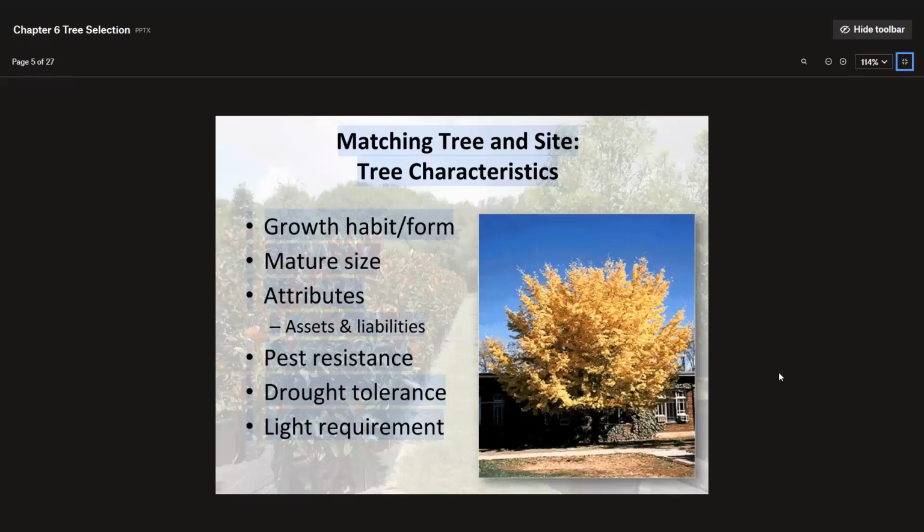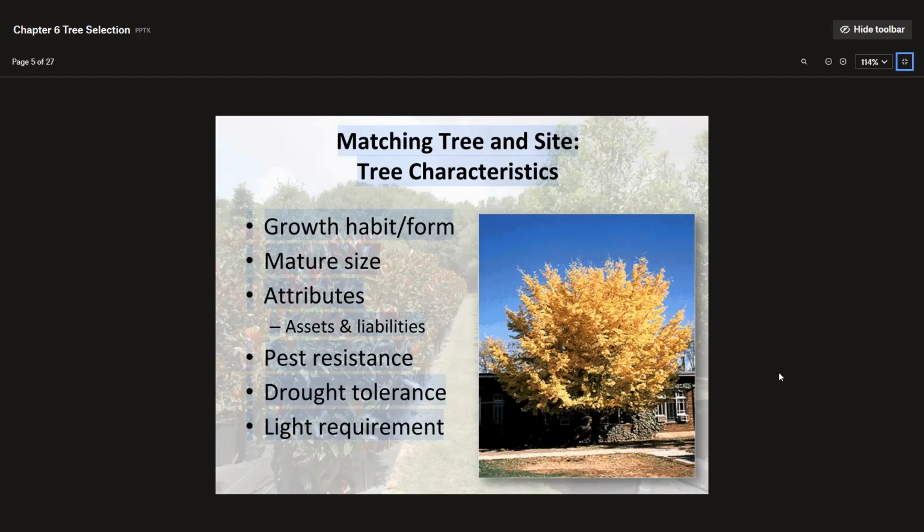Match your tree and your site with its growth habit and form, right? Its mature size. I love landscape architects. They pick some really cool stuff, but sometimes they forget what it's going to be like when it gets big, right? It's not going to stay that little triple trunk river birch in small, tiny form. It's going to get 60 to 80 feet tall. And if it's a triple trunk, nine times out of ten, one or two of those trunks is going to fail. So that's going to be something to think about for the future, right? Its mature size, its attributes. What are its assets? What are its liabilities?